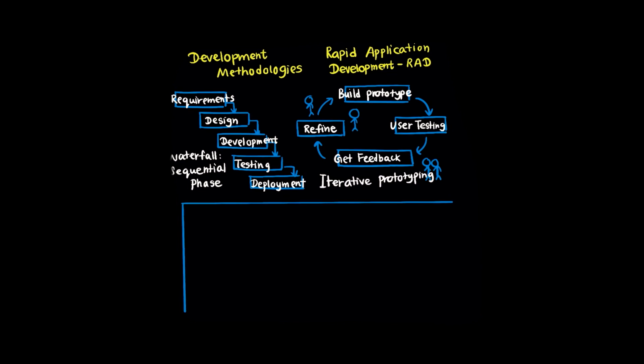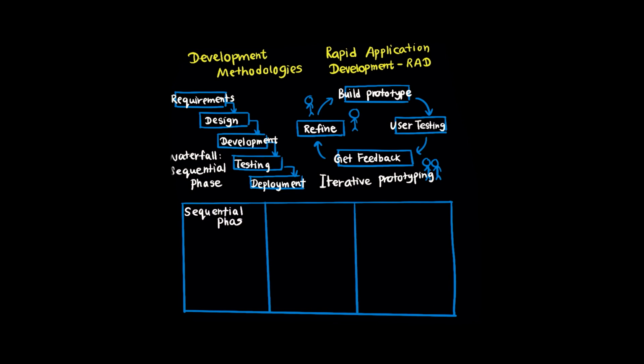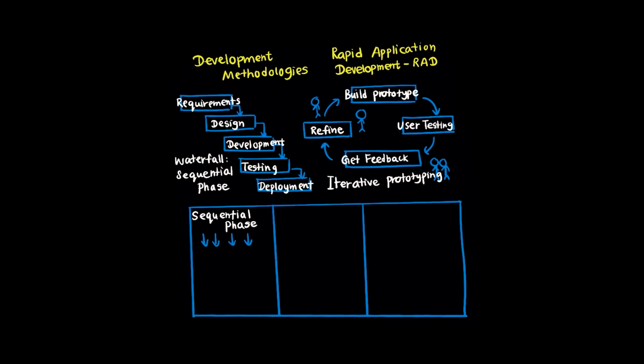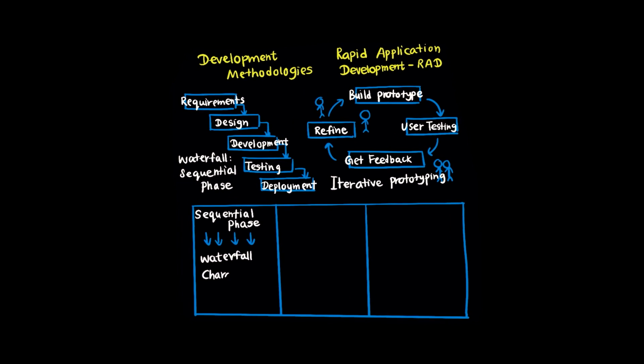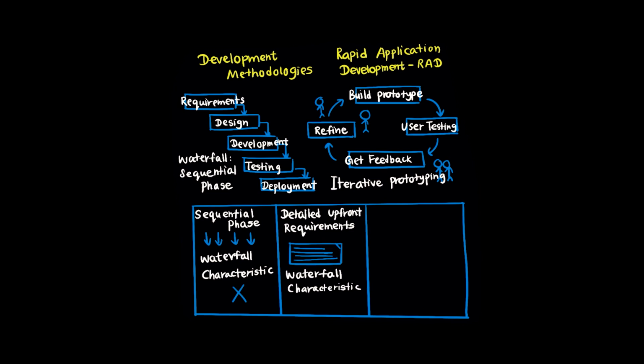Think of RAD like sculpting. You start with rough form and continuously refine based on feedback. Sequential phase completion is waterfall. Detailed upfront requirements define waterfall. Rigid planning characterizes waterfall, but RAD's defining characteristic is those iterative prototyping cycles with continuous user feedback, enabling rapid deployment and refinement.